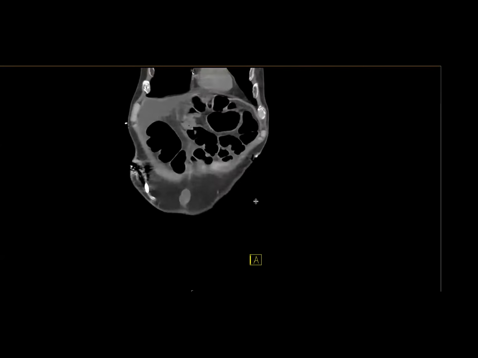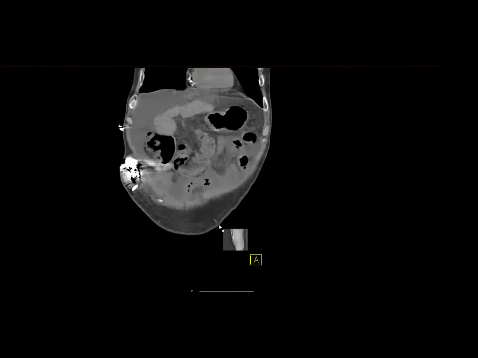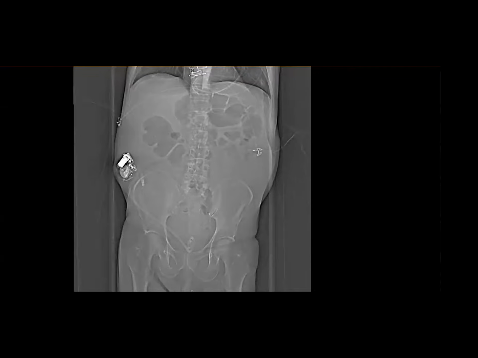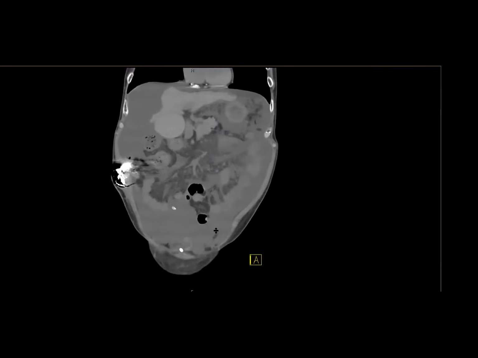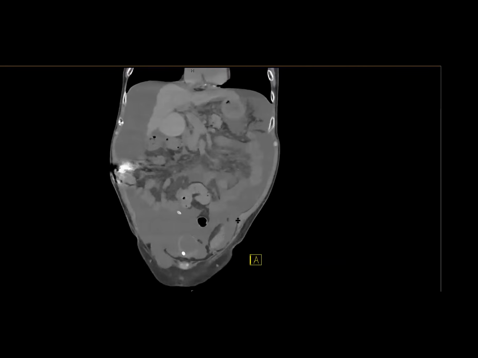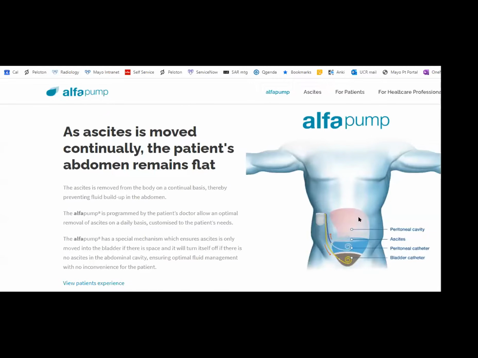So this is a cirrhotic patient, and I've never seen this pump thing before. So there's this catheter, and it went into the bladder, and there's a second tubing into the peritoneum. Is this some sort of peritoneal urinary shunt? Yeah, it's called an alpha pump. I've never seen that. That is so weird. Yeah, I had to look it up. I gotta tell my IR folks about this. They might start wanting to put it in.